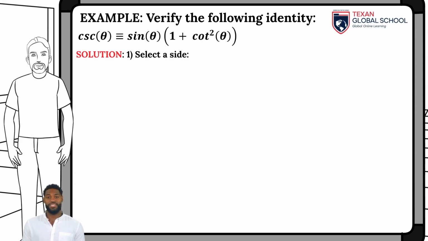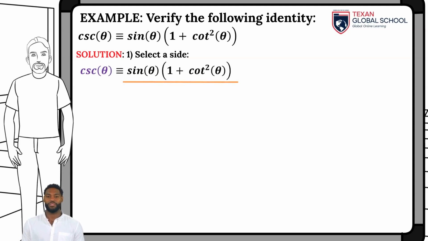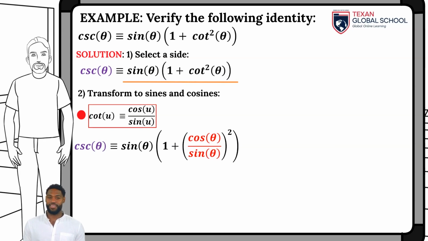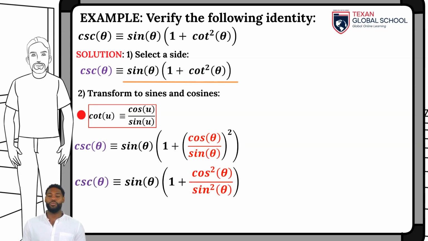First, we select a side of the identity. It is suggested to choose the most extended side to simplify it. In this case, we select the right side. The other side is not altered. Now, transform everything into sines and cosines using the fundamental identities. The cotangent is transformed into cosine over sine. But, since it is squared, the result is cosine squared of theta over sine squared of theta.